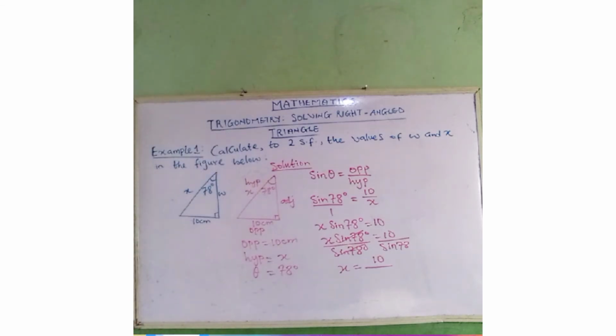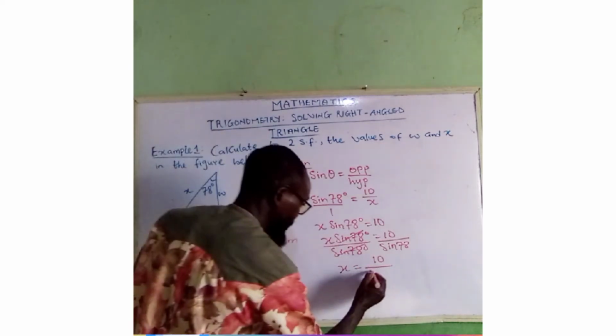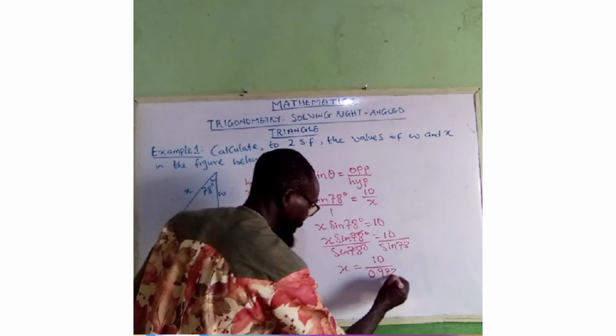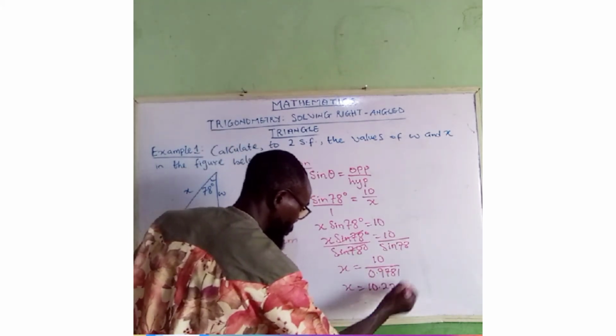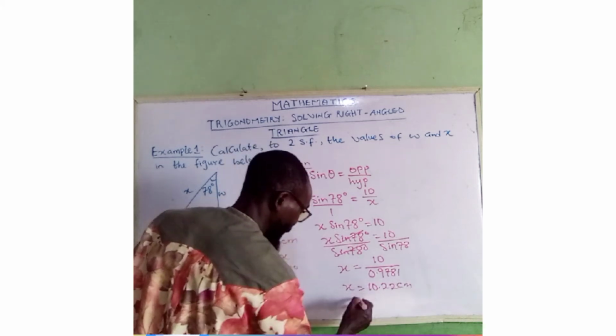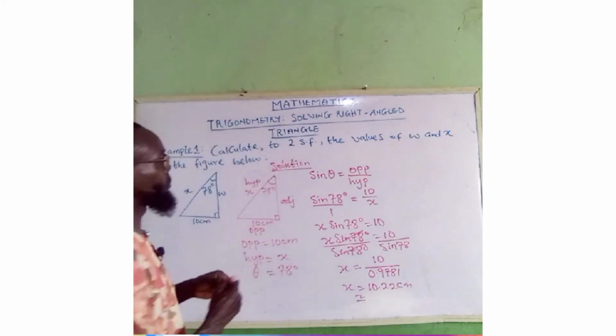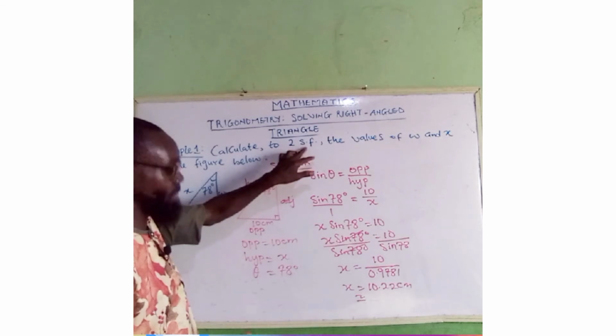Now, using our calculating machine or our four-figure table to look for the value of sine 78 degrees is going to give us 0.9781. So when we divide this, we are going to have 10.22 centimeters approximately. Since we are given the information that it should be in two significant figures.